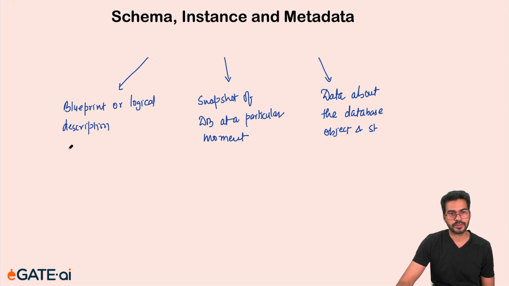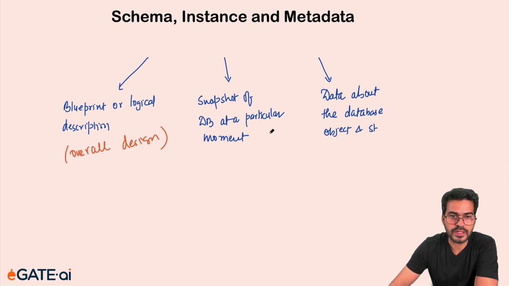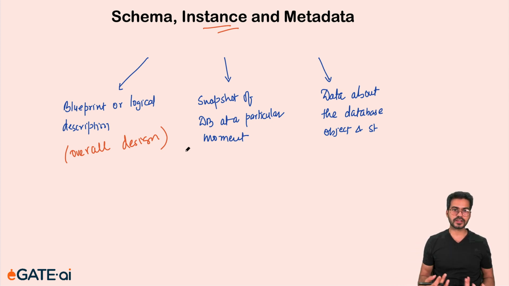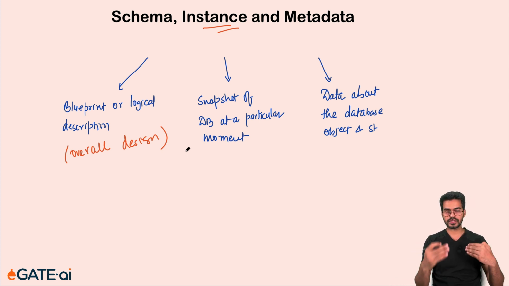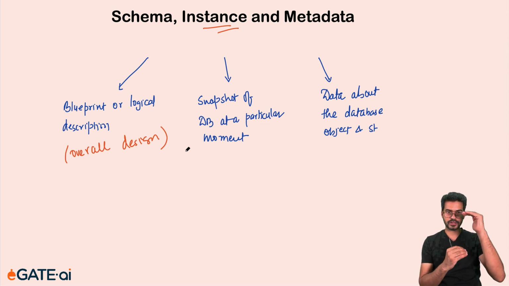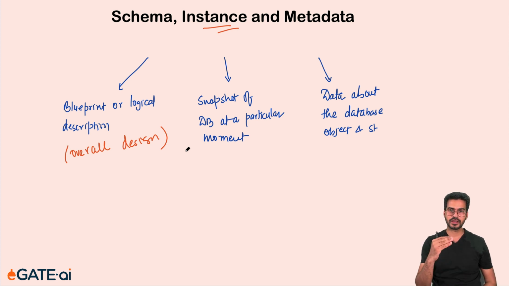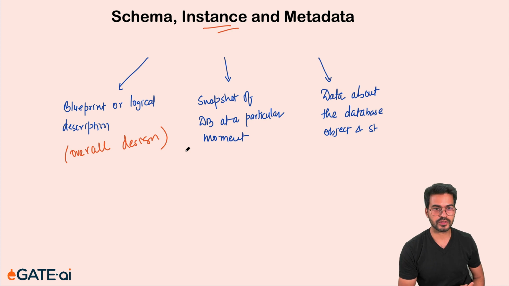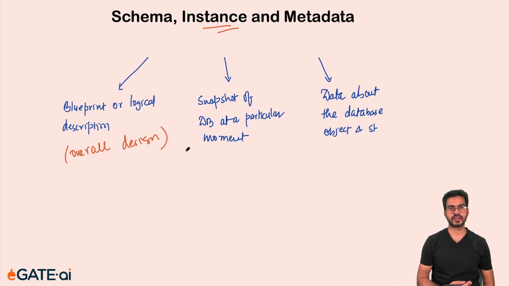So let me also write it down. And then snapshot of DB at a particular moment is instance. In database, let's assume that at a particular moment we stop every read write operation, or especially write operation. Then whatever is the status of the database at that moment is basically instance. This term is also used many times in the GATE exam.